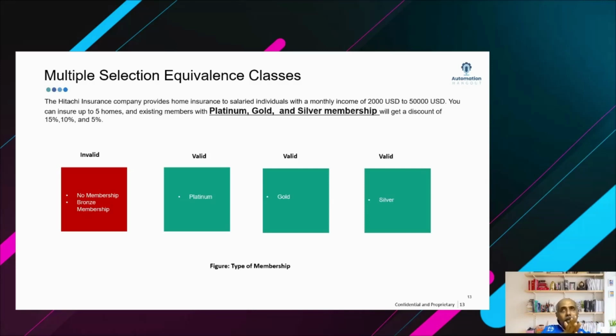So you basically have one invalid class here, and then if you look at the discount that you're getting, the percentage varies based on the type of membership. In this case, platinum means I get 15%, gold means 10, and silver means 5. So the behavior is different. The way platinum is tested, you will not get the same output as when you're testing with gold or with silver. That's the reason I'm using 3 different classes, one for platinum, one for gold, and one for silver. So in this case, I'll have to test with 4 different inputs.